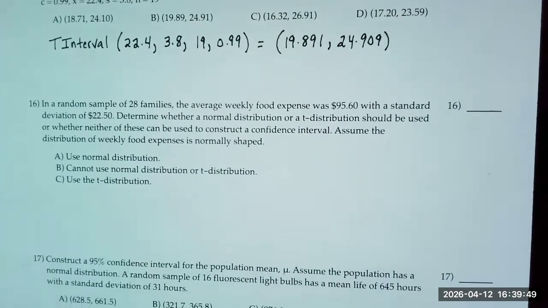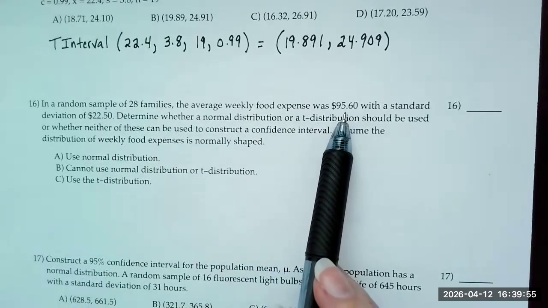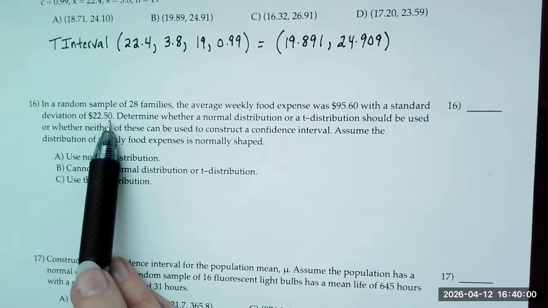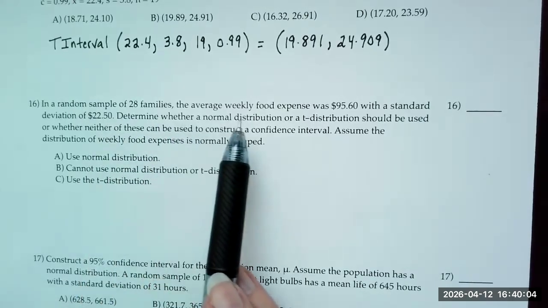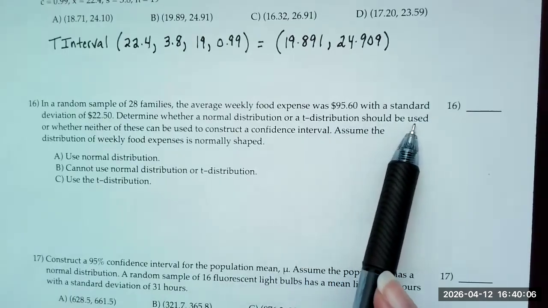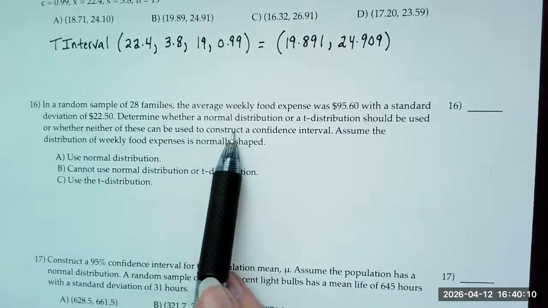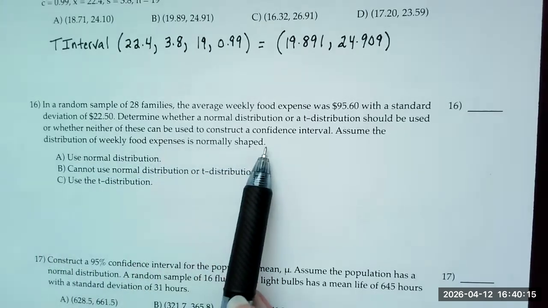All right. In a random sample of 28 families, the average weekly food expense was $95.60 with a standard deviation of $22.50. Determine whether a normal distribution or a T distribution should be used, or whether neither of these can be used to construct a confidence interval. Assume the distribution of weekly food expenses is normally shaped.